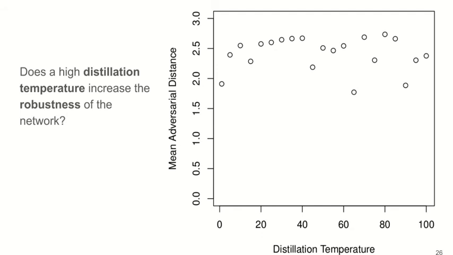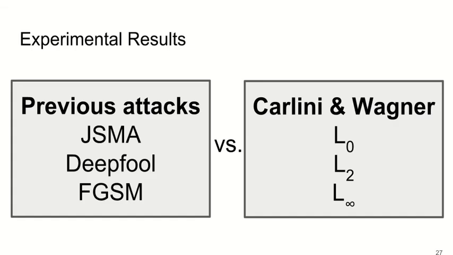So let's see how our approach, the Carlini and Wagner approach, compares against previous attacks, namely JSMA, DeepFool, and the Fast Gradient Sign method. JSMA is an algorithm that identifies the pixels that have a large impact on the output class and tries to change them. It's an L0 attack.